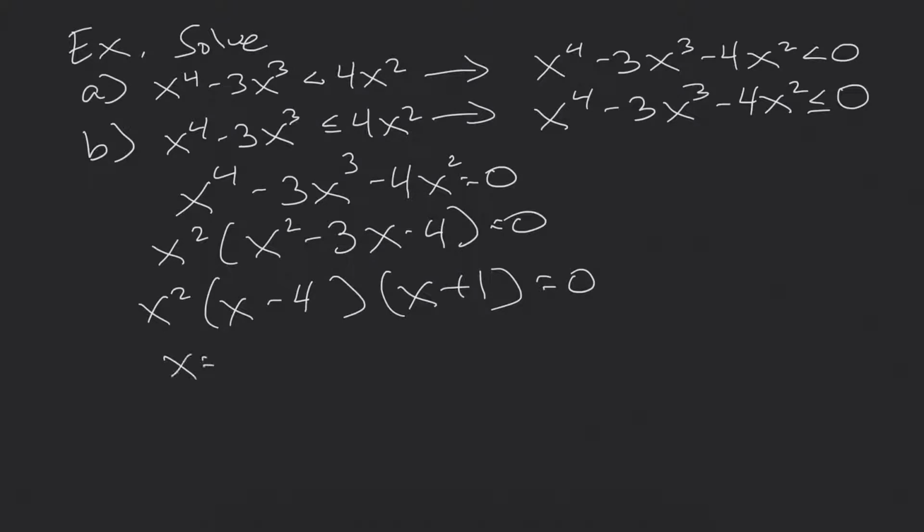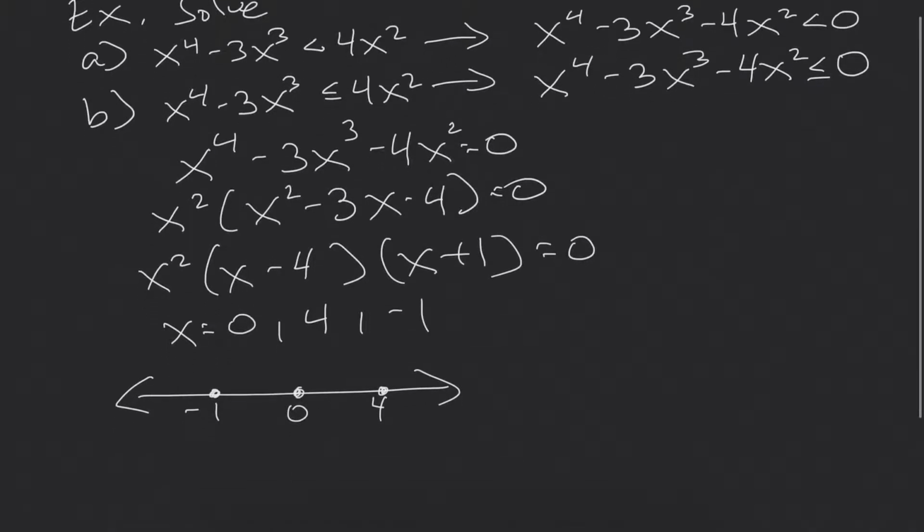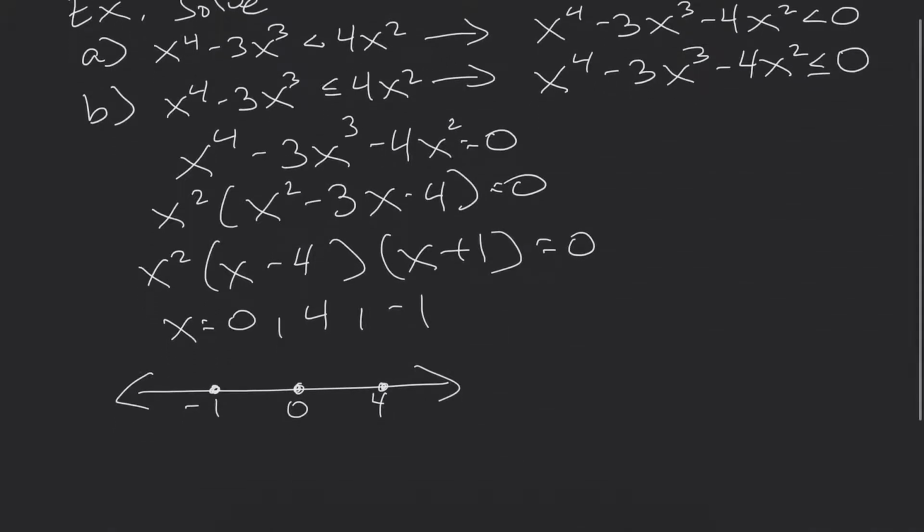And now, okay, now I can solve for 0. So I get a 0, a +4, and a -1. So I can set up my number line here. Go ahead and do that right below, -1, 0, and 4. All right, now I need to start testing things. Move this up a little bit.